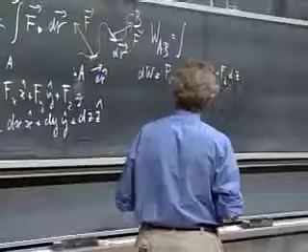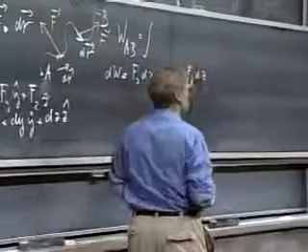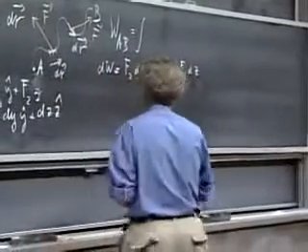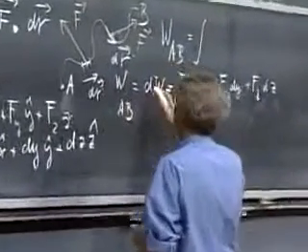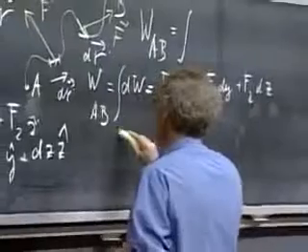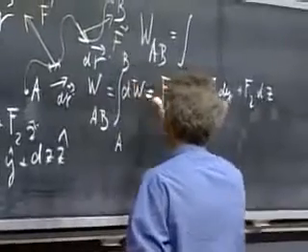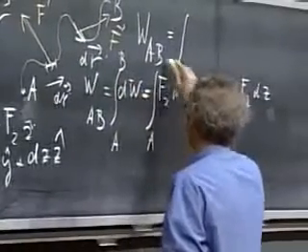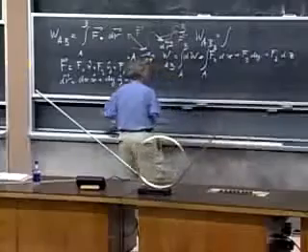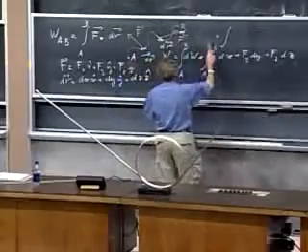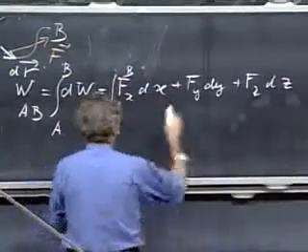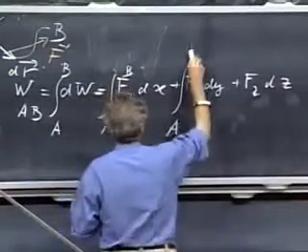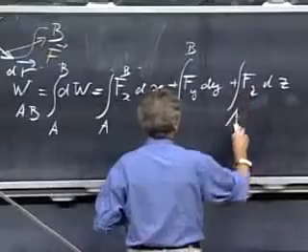Now I have to do the integral over the entire path to get W from A to B. That's an integral going from A to B, for each of the three terms.